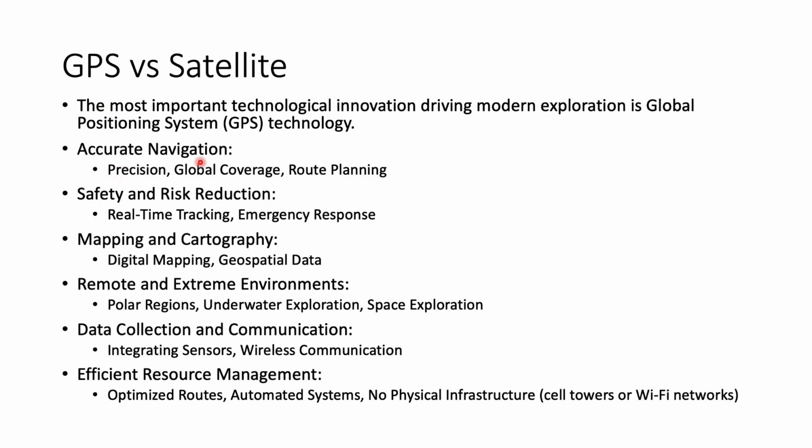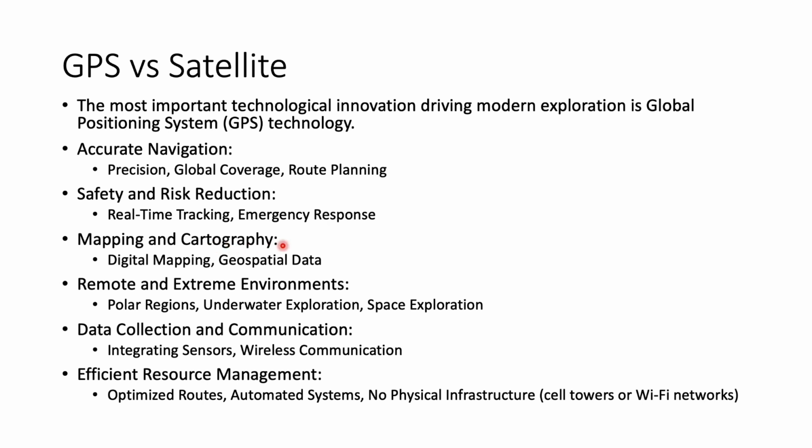GPS helps in accurate navigation because it is very precise, and it has global coverage, and we can also do route planning using GPS. And when we talk about safety and risk reduction, we can do real-time tracking of where we are moving, and it's very easy for emergency response. If somebody is having some problem, they can immediately inform. So this GPS tracking device helps us in these kinds of situations.